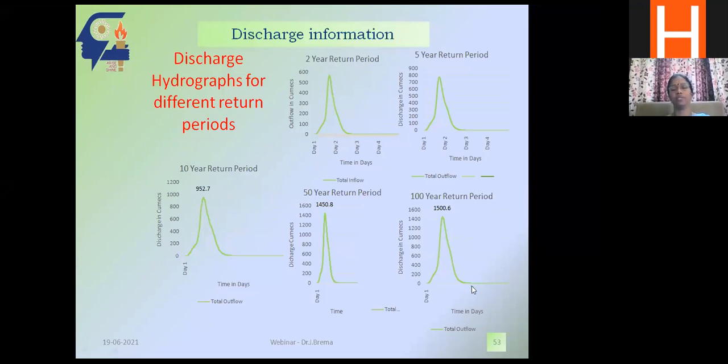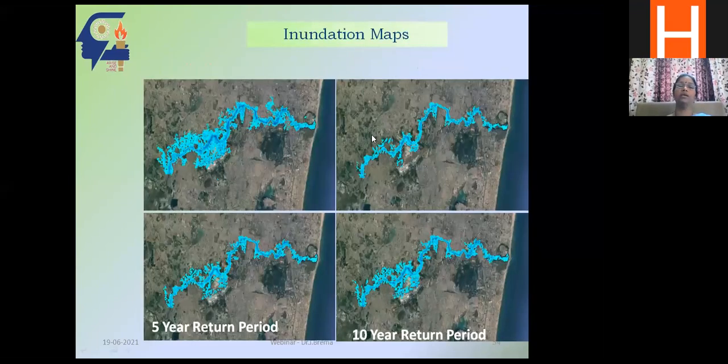We have some hydrological equations to do this calculation. So the discharge was calculated. If it is a 100-year return period, it will be this much. So we have to work for this much quantity of water, how to handle this quantity of water. That is the purpose of these hydrographs. So with that, we try to identify what will be the inundation for various return periods.